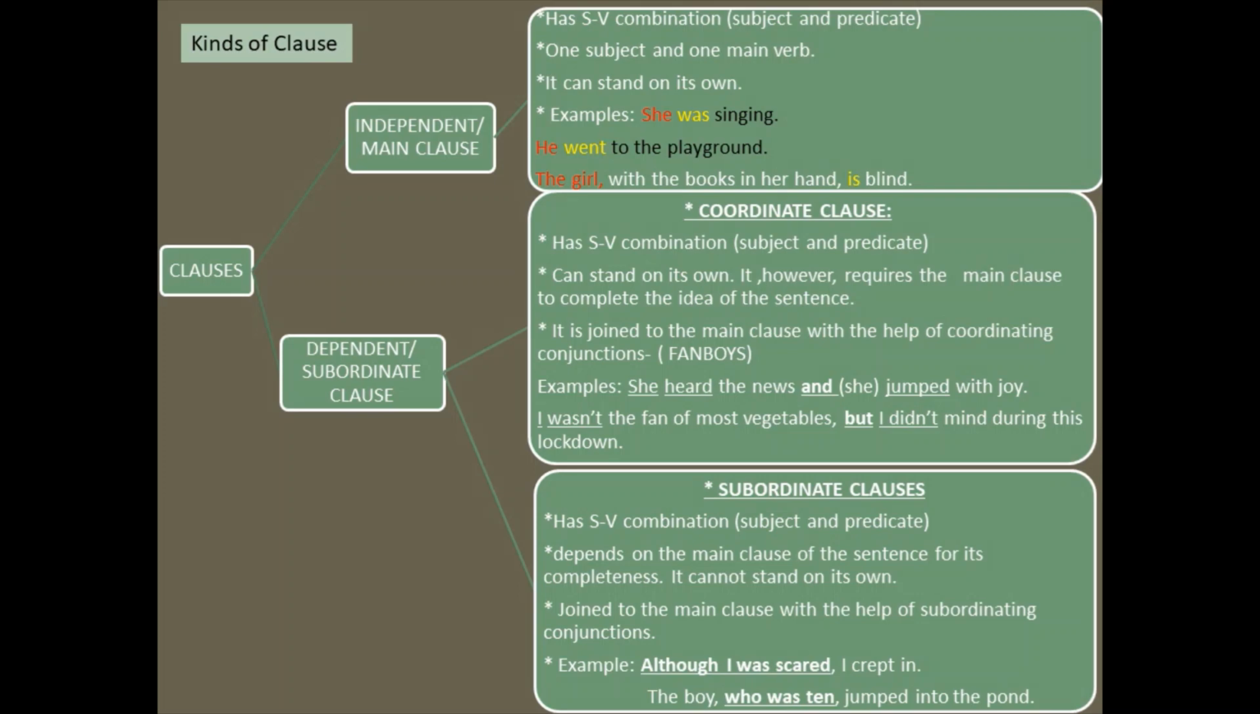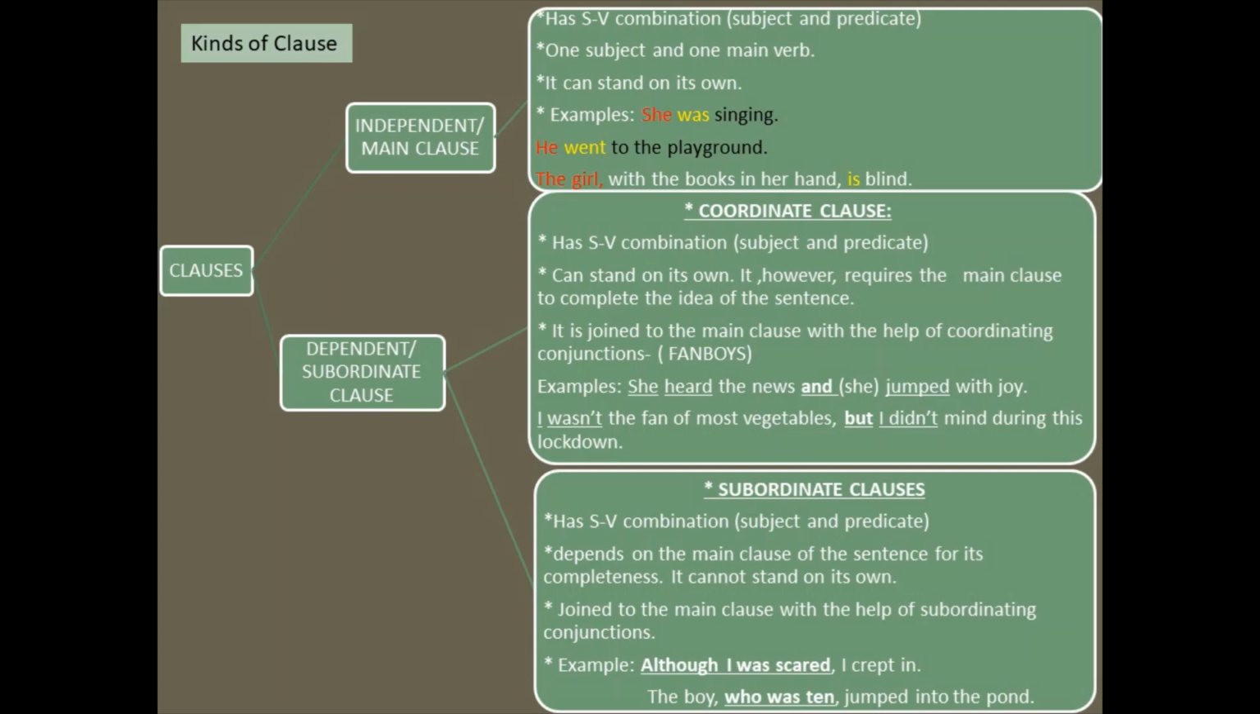Although I was scared, I crept in. Now, although I was scared, you have a subject, I, was is the verb, and scared is the predicate part. That is the subject, verb, or subject predicate. So we have one clause here. Let's move further. I crept in. We have a subject and we have a verb here. So we come to know that we have got two clauses. Now this sentence is made up of two clauses.